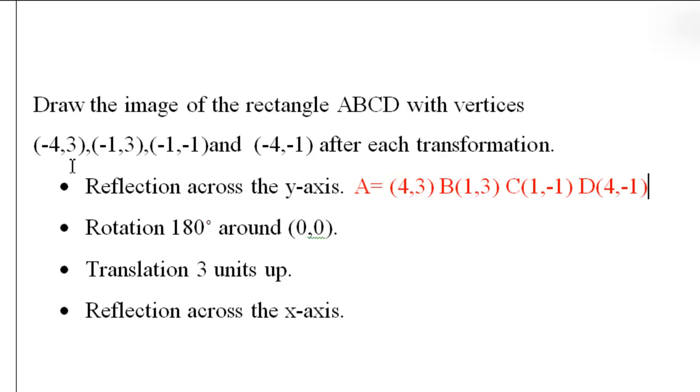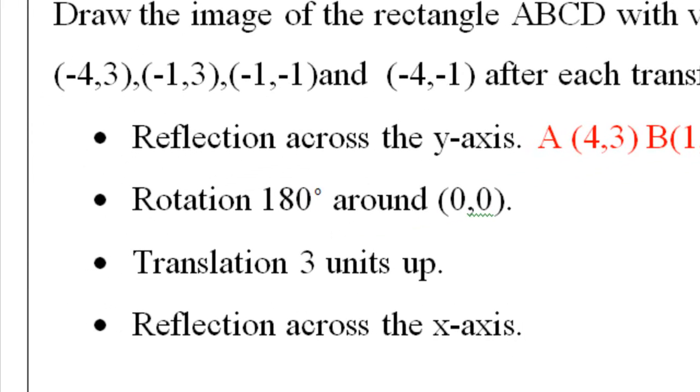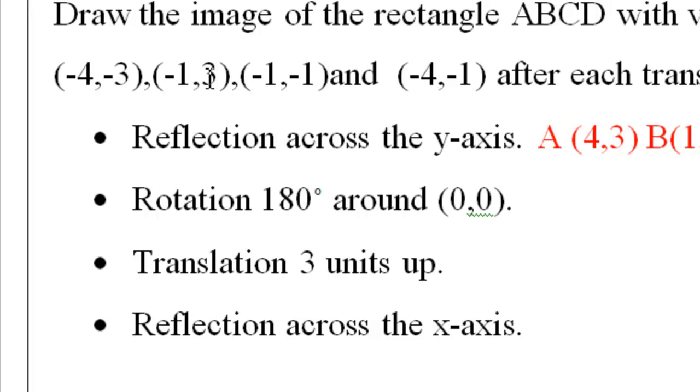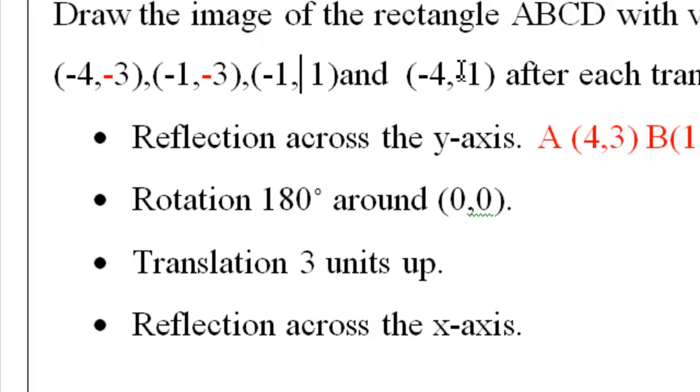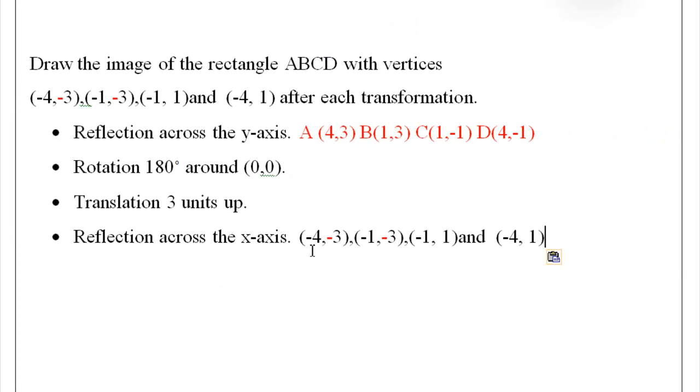If I make a reflection across the x-axis, what will I do? In the x-axis, I will change the sign of the y. So here I will add negative. Here I will add negative. Here I will remove the negative. Here I will remove the negative. So I change the y sign.